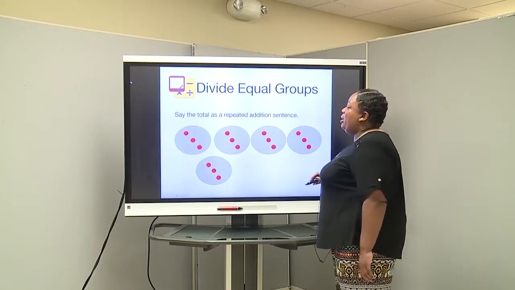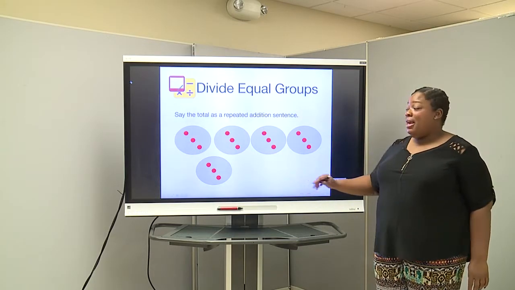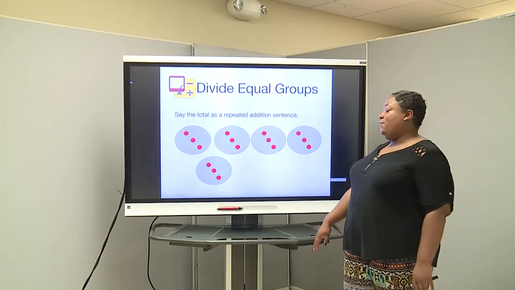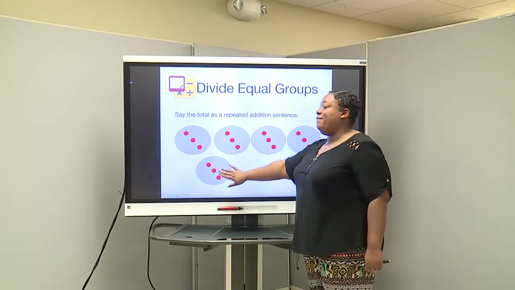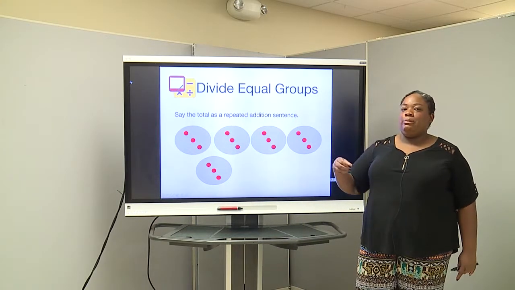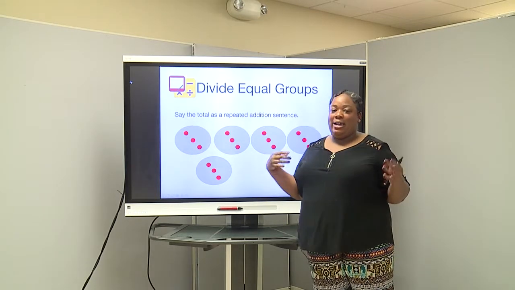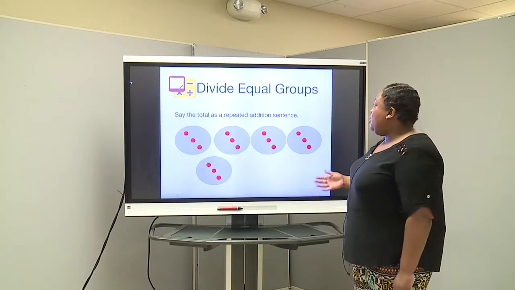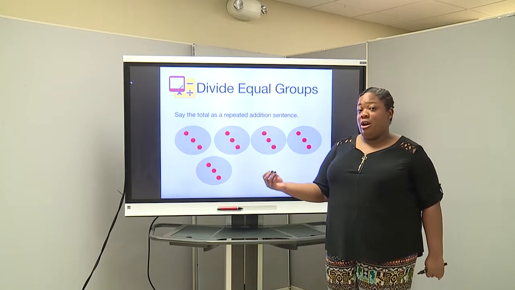All right, now we want to say the total as a repeated addition sentence for this problem. Let's look at what we have. Let's see how many groups we have first. We have 1, 2, 3, 4, 5. So my number of groups is 5. What is the size of the group, or how many are in each group? There are 3, okay? So now we want to write a repeated addition, and remember we use the size of the group to do that, all right?